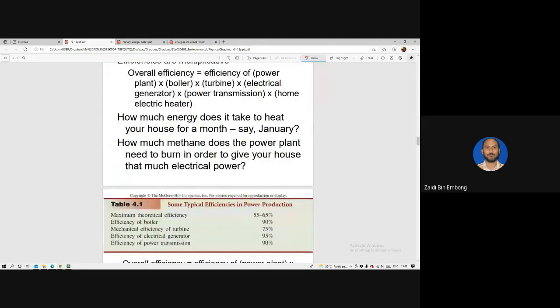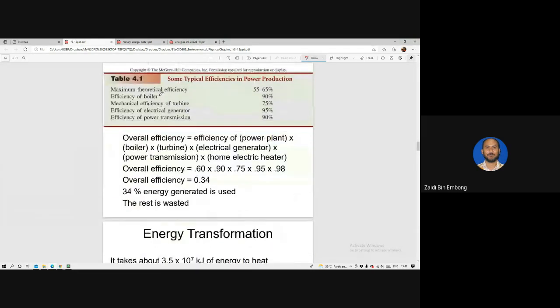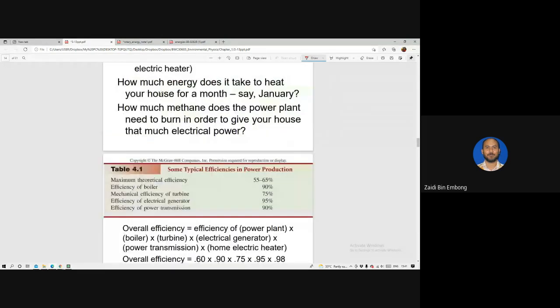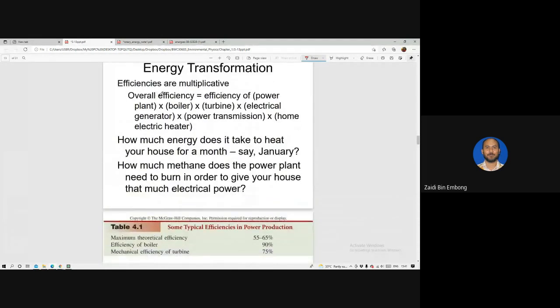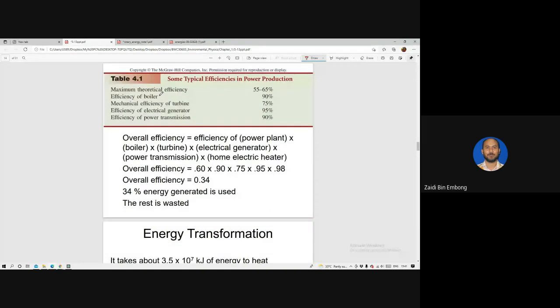Right. Any questions so far? Any question? No. Okay, I go ahead. This is some of the example of the calculation. So you can have a look at this.